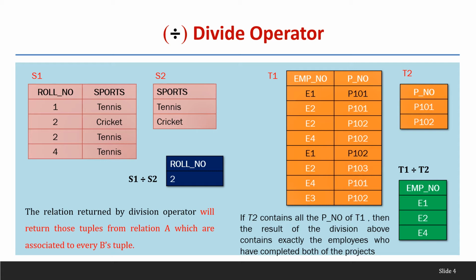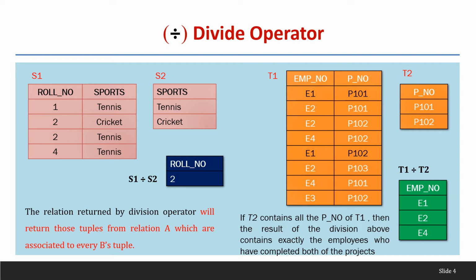Okay, fine. Now we have to find out the tuples in this resultant relation. Here the condition is that the relation returned by the division operator will have all the tuples from the relation S1 which are associated to every S2's tuple. S2 has two tuples, tennis and cricket. So first let us look into that tennis tuple. Tennis is associated with the roll numbers 1, 2 and 4. We can select those three rows.